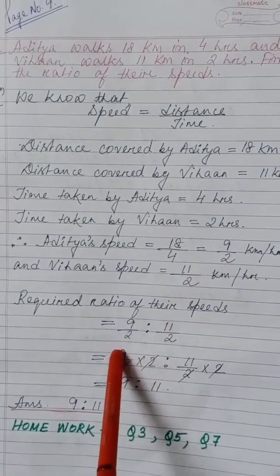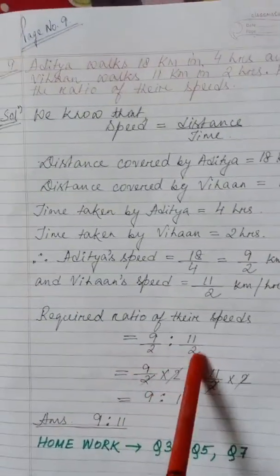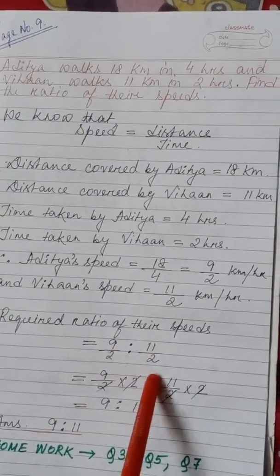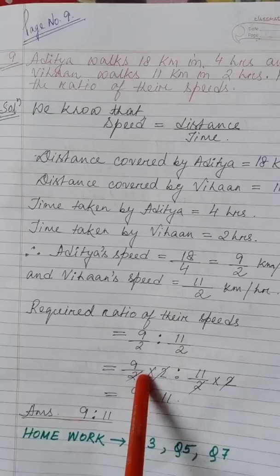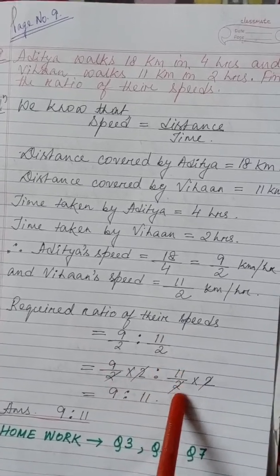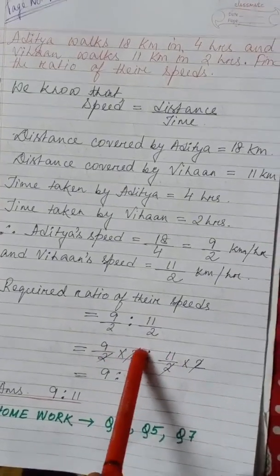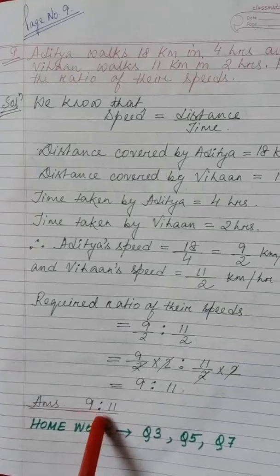Here you see both the denominators are 2, 2. Then the LCM of these two denominators is 2. Then you multiply both the terms by 2. Then 9 by 2 into 2 is 9, 11 by 2 into 2 is 11. 2 gets cancelled. 9 is to 11. Answer is 9 is to 11. Try to solve question number 3, question number 5 and question number 7 in the same procedure.